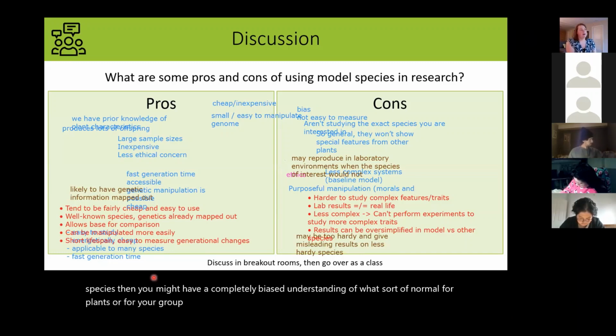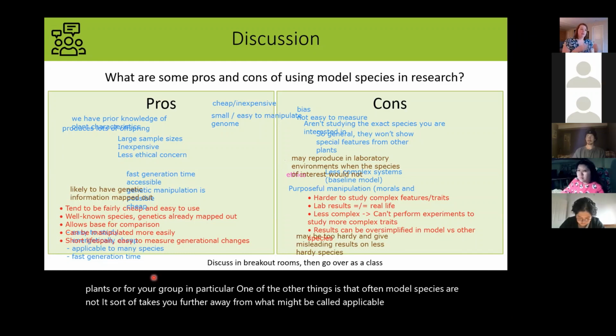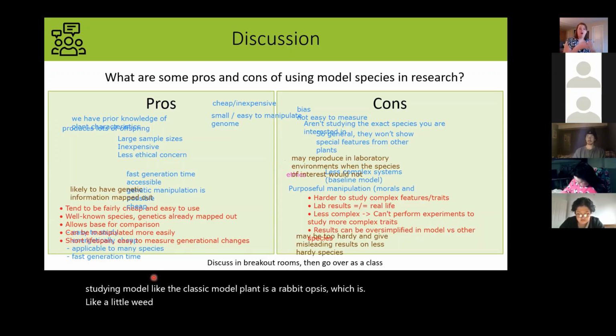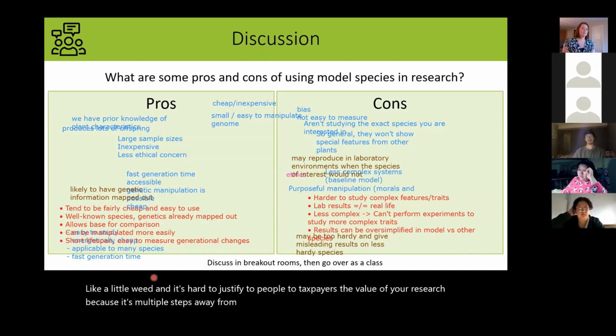One of the other things is that often model species take you further away from what might be called applicable research. If you're studying a model, like the classic model plant Arabidopsis, which is a little weed, it's hard to justify to people, to taxpayers, the value of your research because it's multiple steps away from the possible applications of that research.